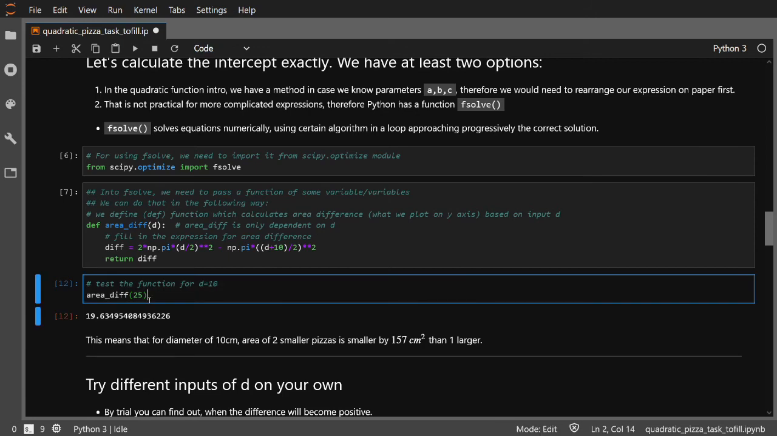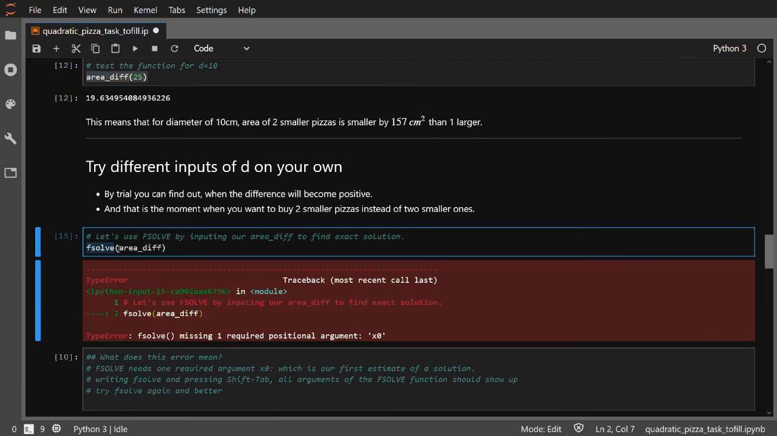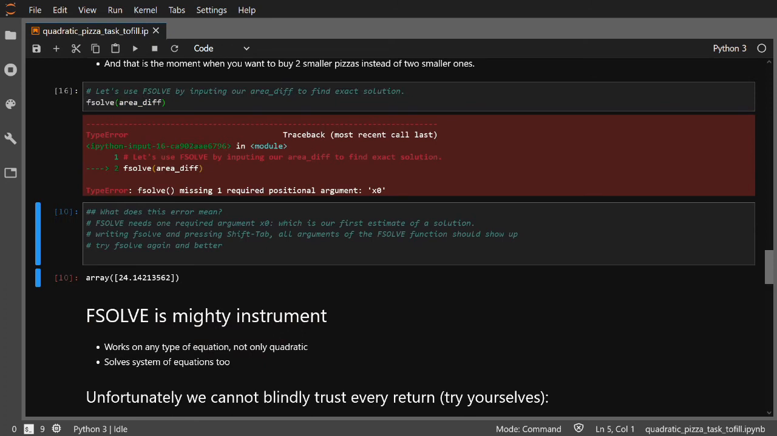I told you before that our newly defined function area_diff can be used as an input for fsolve, which is done right here. I have fsolve and the input argument is the function area_diff. When I run the cell, Python returns an error. What does this error mean? fsolve tells us that one required argument, x0, is missing, and this x0 serves the purpose of a first estimate of a solution.